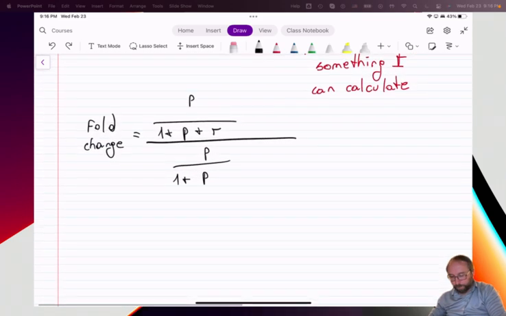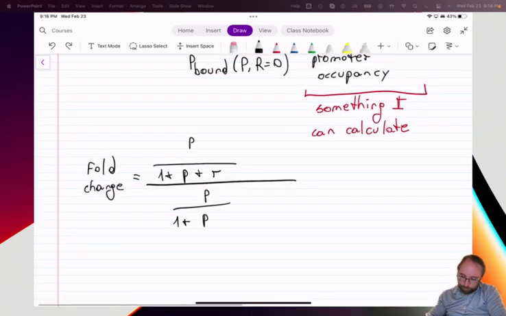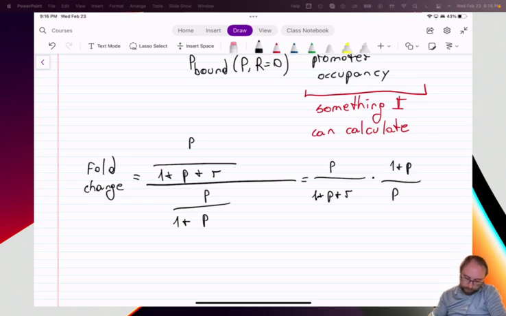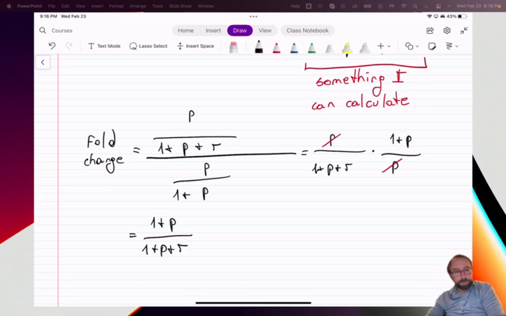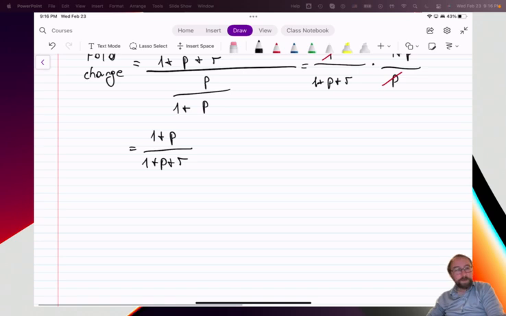Okay, all right. So what does this look like? Well, this is p over 1 plus p plus r times 1 plus p divided by p, which once again looks nice because this cancels out, and I get 1 plus p over 1 plus p plus r. We're almost ready. We're almost done with this, but we're going to make one more assumption.